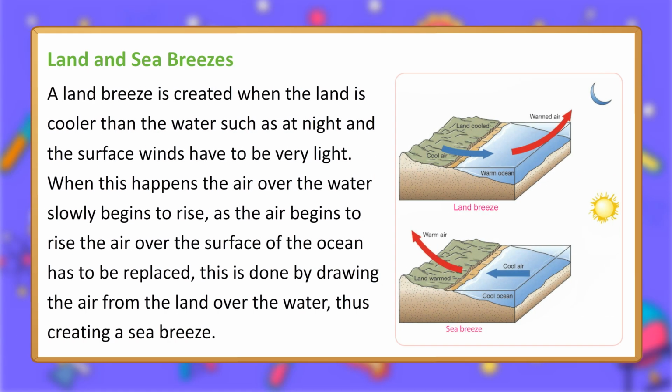Land and sea breezes. A land breeze is created when the land is cooler than the water, such as at night, and the surface winds have to be very light. When this happens, the air over the water slowly begins to rise. As the air begins to rise, the air over the surface of the ocean has to be replaced. This is done by drawing the air from the land over the water, thus creating a land breeze.